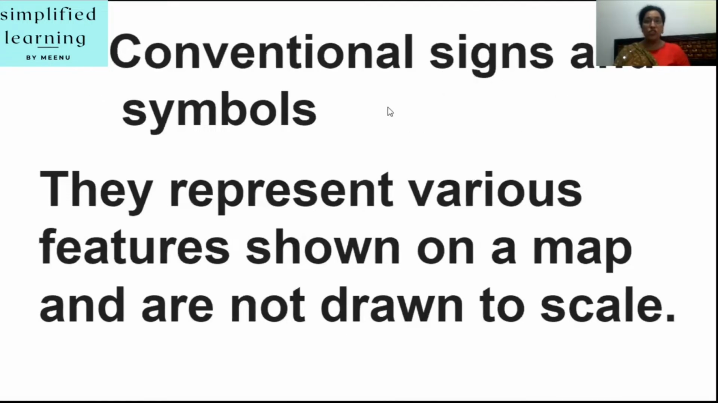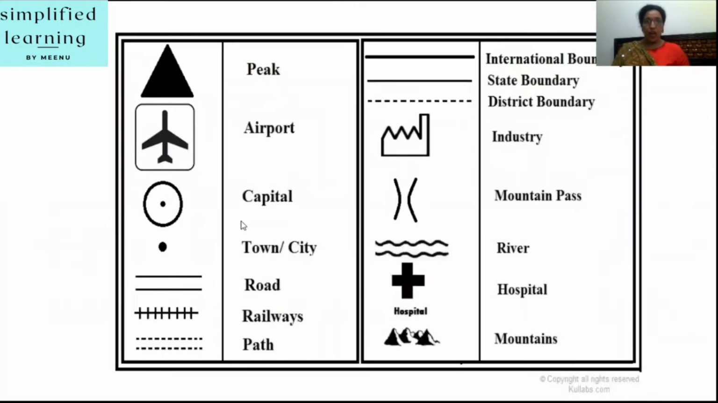Next topic is conventional signs and symbols. Yes, what are conventional signs and symbols? They represent various features shown on a map and they're not drawn to scale. Look here. How do we understand the map with the help of symbols? Maps show features in a plan view as birds see it from above. It is impossible to label every single feature in words on a map. Therefore, we use map symbols.